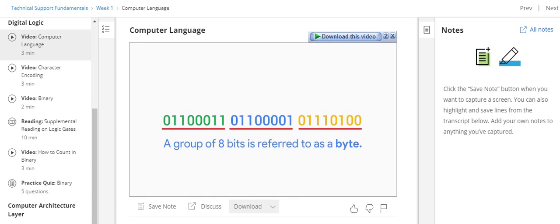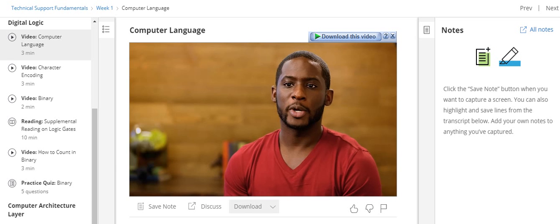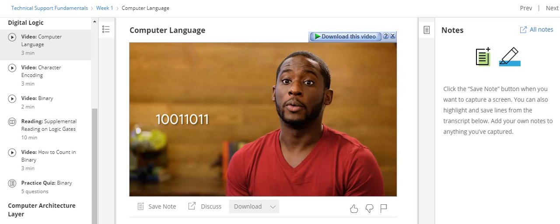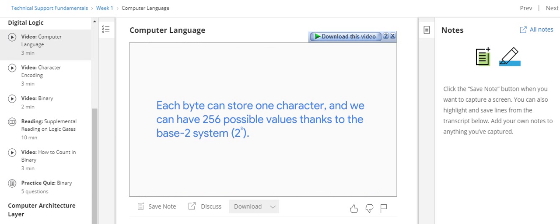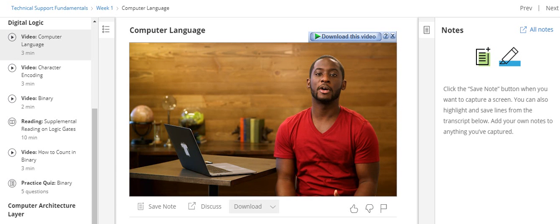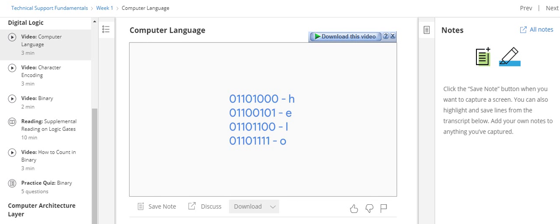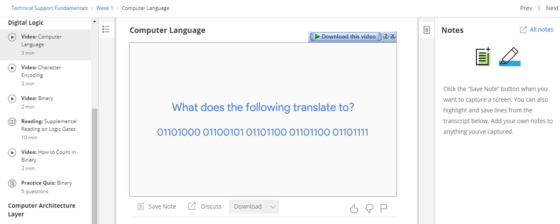You should know that a group of 8 bits is referred to as a byte. So a byte of zeros and ones could look like 100111011. Each byte can store one character, and we can have 256 possible values thanks to the base 2 system, 2 to the 8th. In computer talk, this byte can mean something like the letter C. And this is how a computer language is born. Let's make a quick table to translate something a computer might see into something we'd be able to recognize. What does the following translate to?